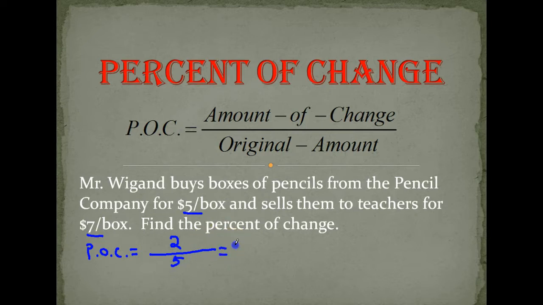2 over 5 would be 0.4, which is 40%. And we said earlier it went from 5 up to 7, so a 40% increase. And that's how people and companies make money. They purchase something for a low price or manufacture it for a low price and then sell it for a higher price. That would be a percent of change being a percent increase.